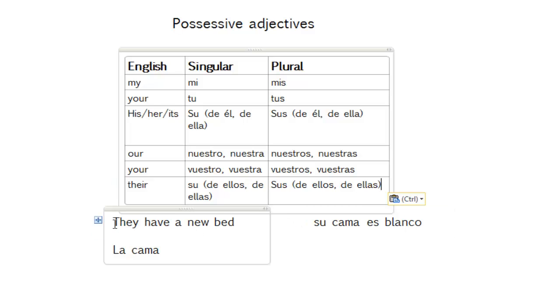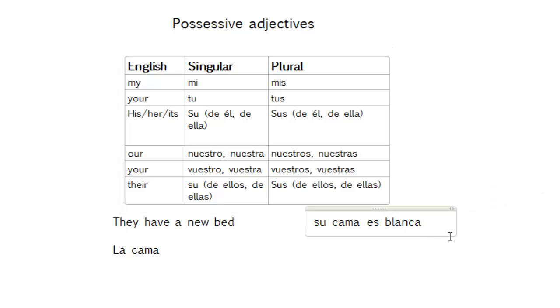Let's see, if you say ellos, how would you say they have a new bed? Practice it. It's tener. You should be able to know that. It's a verb, so the last one is going to be irregular. Tienen una cama nueva. Now cama nueva, because we're agreeing. Vale. Su cama is blanca.